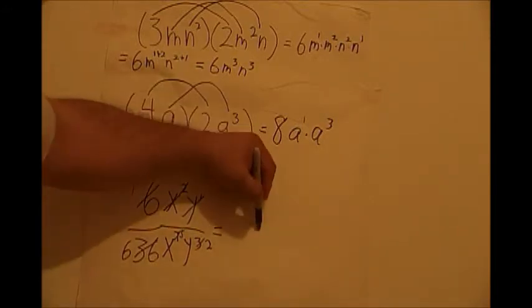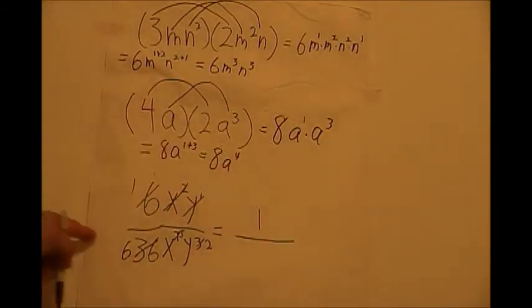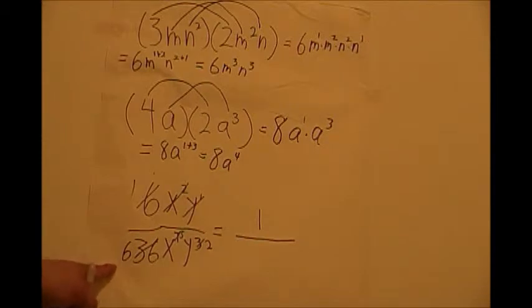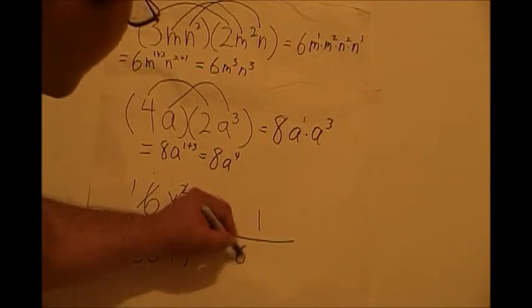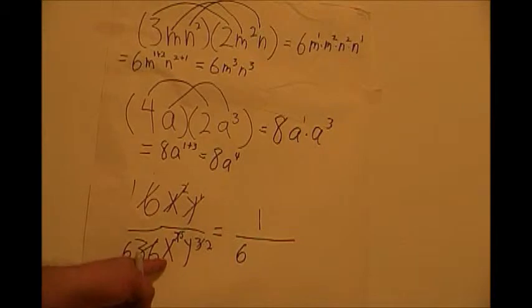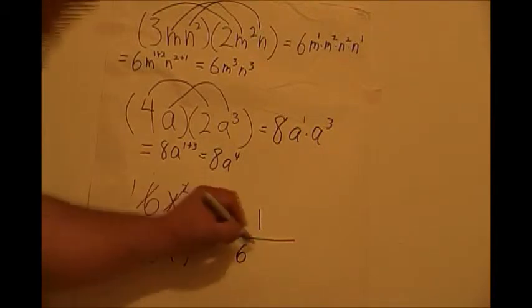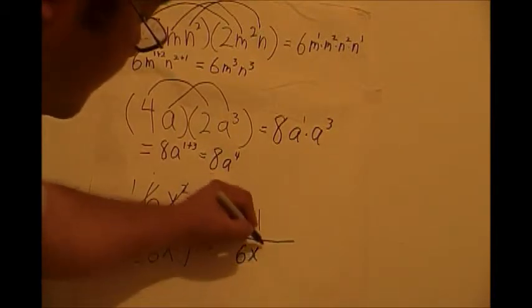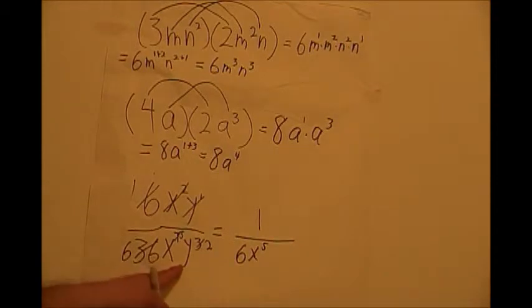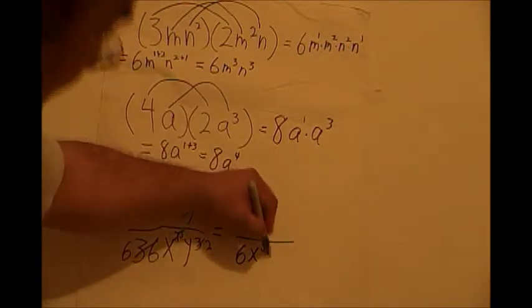Okay, so on the top we just have a 1 over, what about the bottom? We have a 6. What about x? We have an x to the 5th power. And then we have y to the 2nd power.